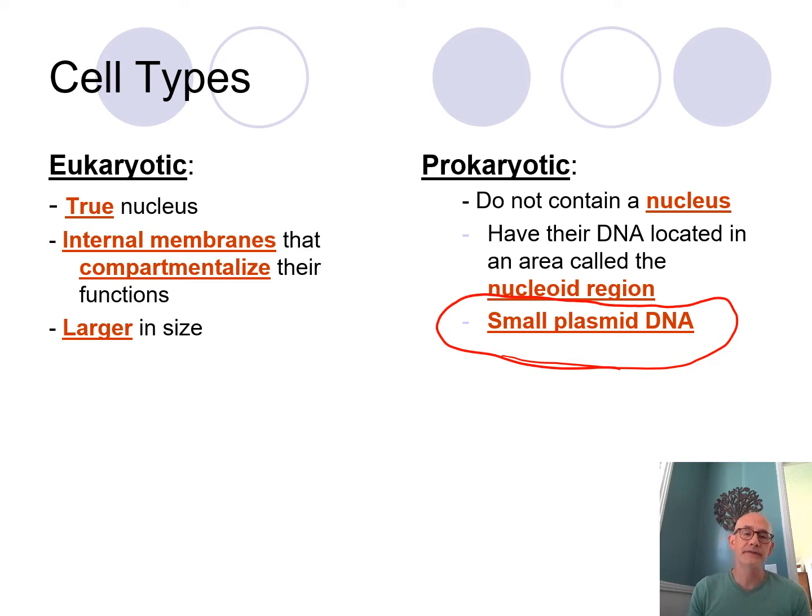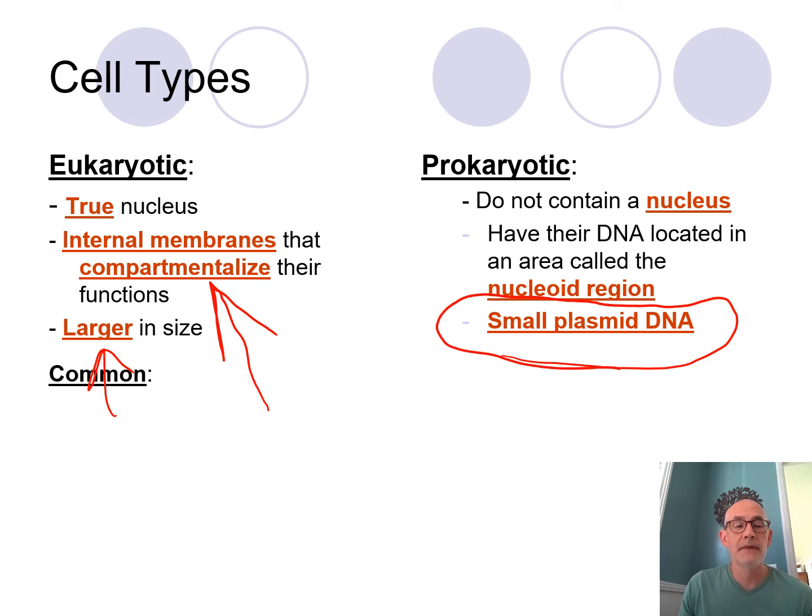Eukaryotes also differ in that they have other specialized organelles that are enclosed in membranes. And the big thing about this is it allows for compartmentalization or specialization of tasks, which makes them more efficient. And because they are more efficient, they can be larger in size.